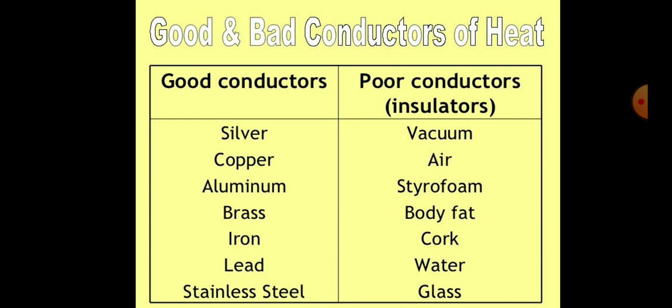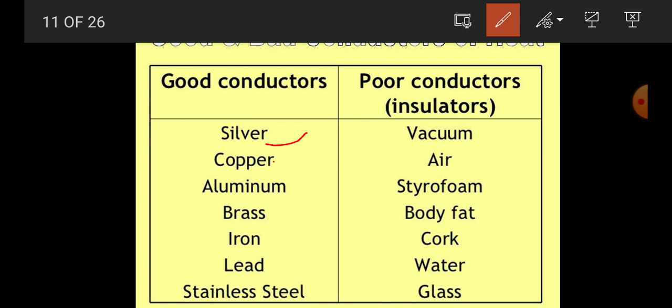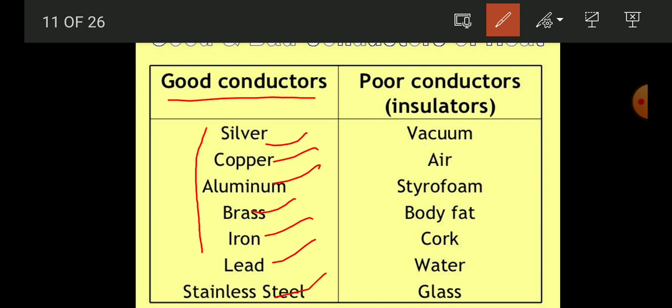So here we have good conductors. The examples are silver, copper, aluminium, brass, iron, lead, stainless steel. These are good conductors. They can conduct or transfer the heat very easily. And what are the poor conductors? We have vacuum. Vacuum means the space where nothing is present, no gas, no liquid, nothing. That case is known as vacuum.